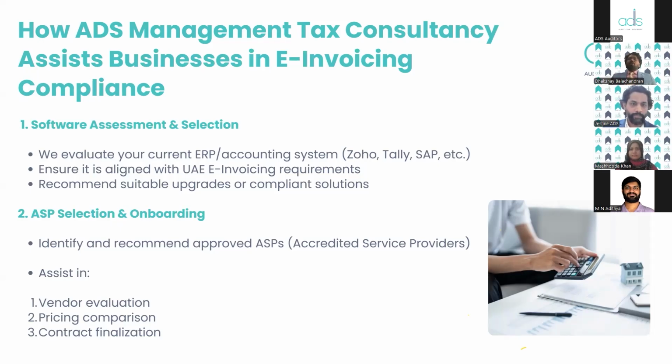And after that, you need to select an ASP. As of now, there are 22 ASPs on the website of the FTA, and you can select one of the ASPs like Taxila, Signet, Flick, ClearTax, and many different kinds of ASPs.